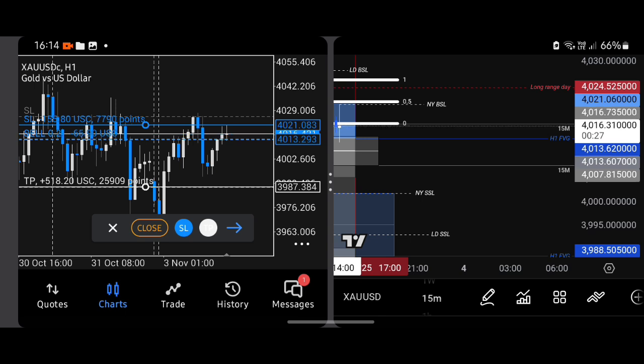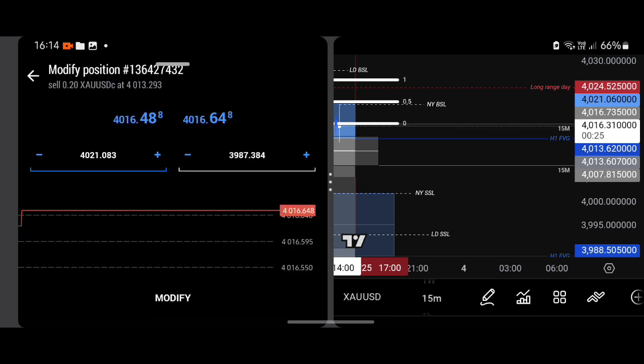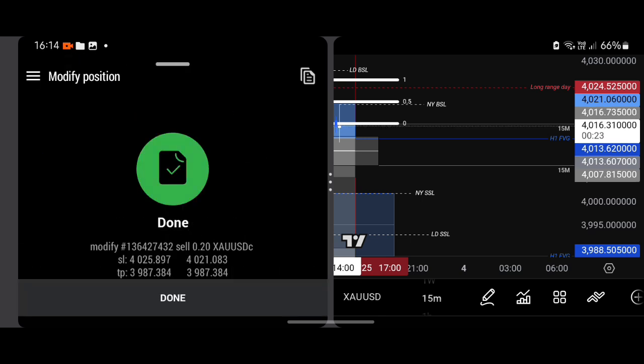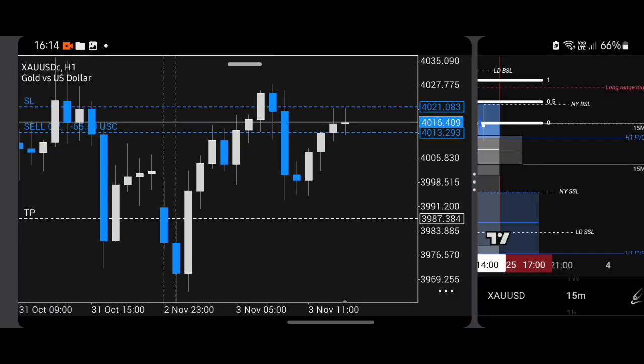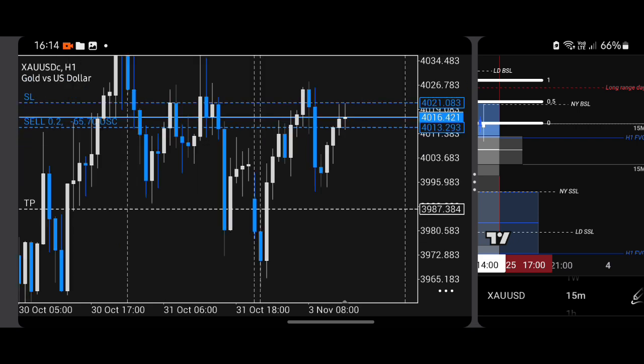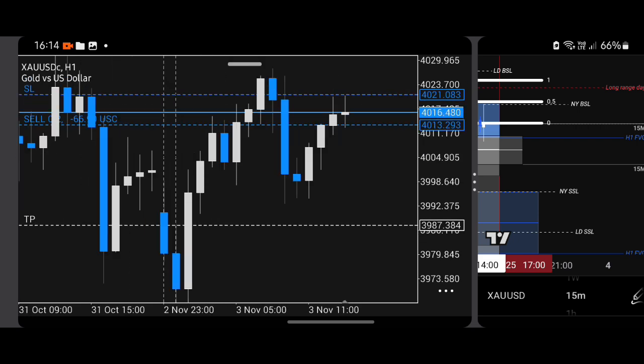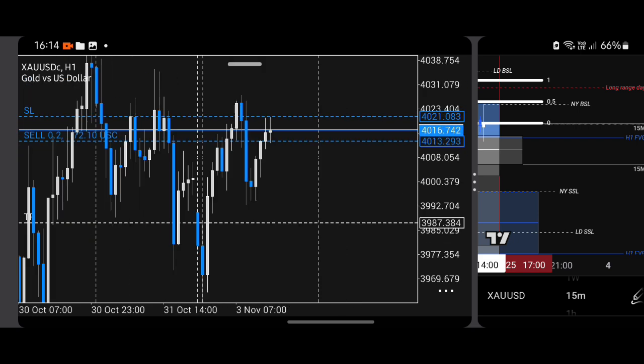I need to see rejection from that level. From this level, guys. Currently, yes, this trade is not favoring me, but again, at least I was able to mitigate the risk.